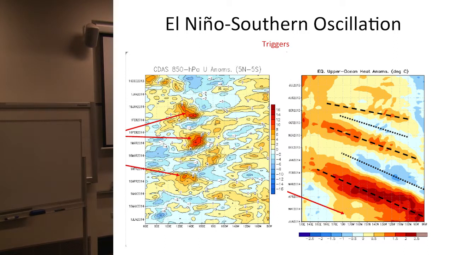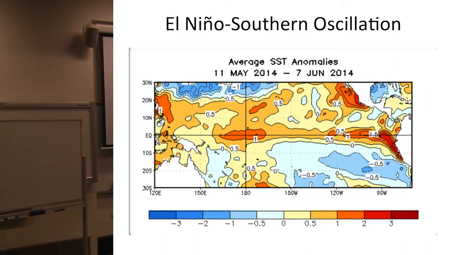So these are the Kelvin waves that have occurred this year. And this is the current sea surface temperature map as of last week. So you've got these sea surface temperature anomalies in the eastern Pacific responding to these changes in thermocline depth, and it's less so in the central Pacific.